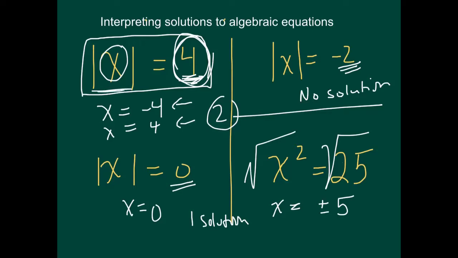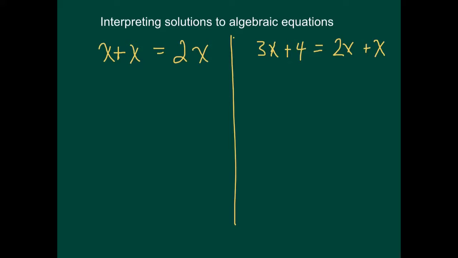If you have an absolute value and it's a positive number, there's going to be two answers. If you have an absolute value and it's 0, there's only one answer. If you have an absolute value and it's equal to a negative, there are no answers. And again, just a quick review: if you square root, there are two answers, the positive and the negative.